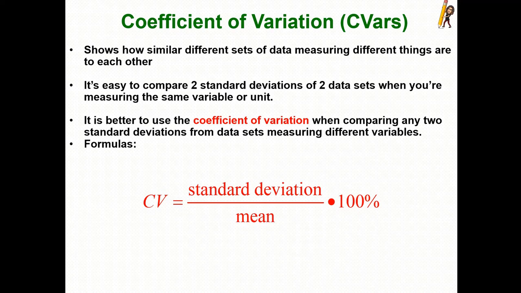It's better for us to use the coefficient of variance when comparing two totally different sets of data that are measuring different variables. So our formula for CVars is going to be the standard deviation divided by the mean, and then it's a percentage, so then we have to take that decimal times 100%.